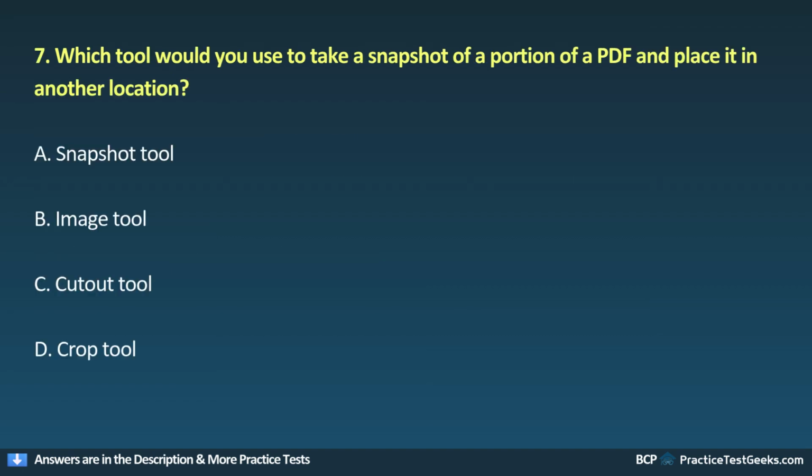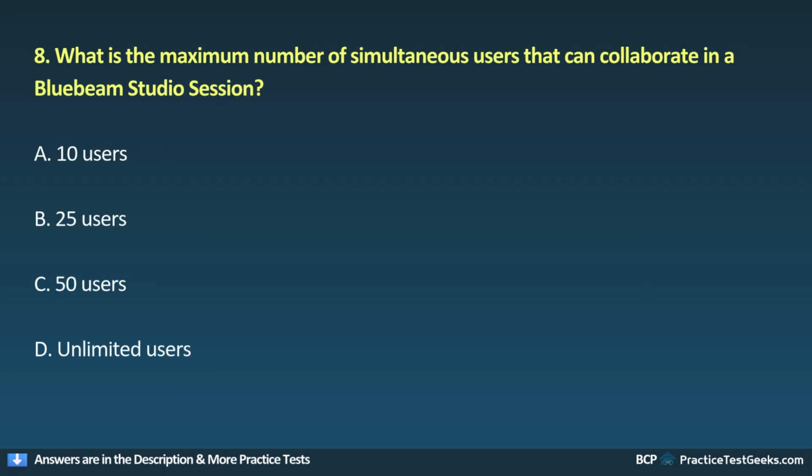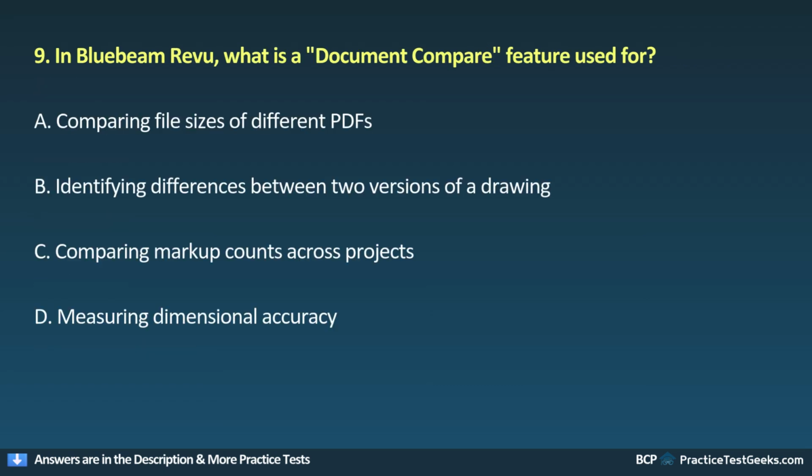7. Which tool would you use to take a snapshot of a portion of a PDF and place it in another location? A. Snapshot tool. B. Image tool. C. Cutout tool. D. Crop tool. 8. What is the maximum number of simultaneous users that can collaborate in a Bluebeam Studio session? A. 10 users. B. 25 users. C. 50 users. D. Unlimited users. 9. In Bluebeam Revu, what is the document compare feature used for?